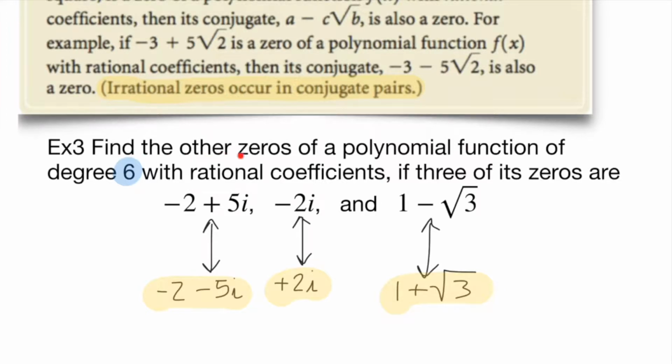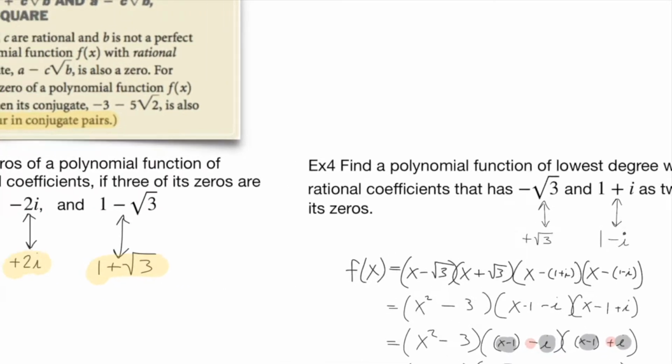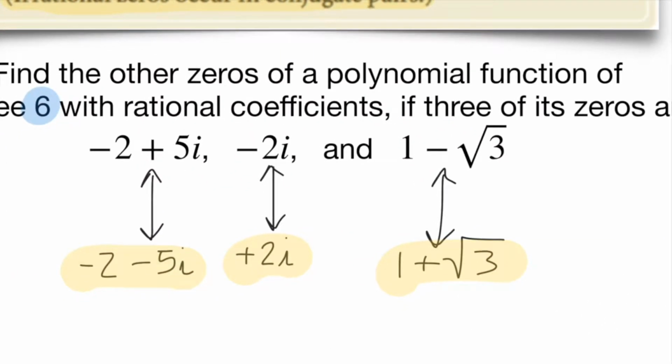Example 3: find the other zeros of a polynomial function of degree 6 with rational coefficients if 3 of its zeros are given like this. If we're not allowed to have complex coefficients in the function, then the zeros are going to look like this: conjugate, conjugate, conjugate. 3 of them are given, so the other 3 can be known just by knowing what their conjugates are. Conjugates, again, just change the sign of the second term: if it's plus, you change it to minus. If it's minus, you change it to plus.